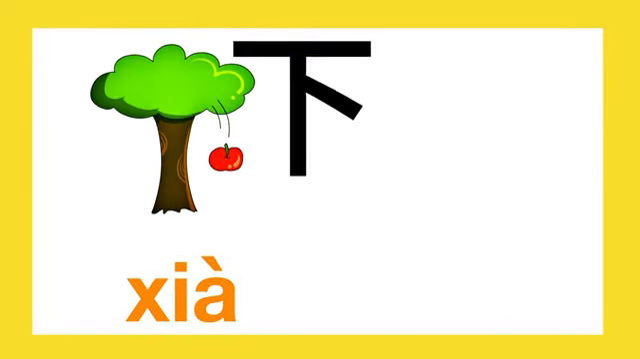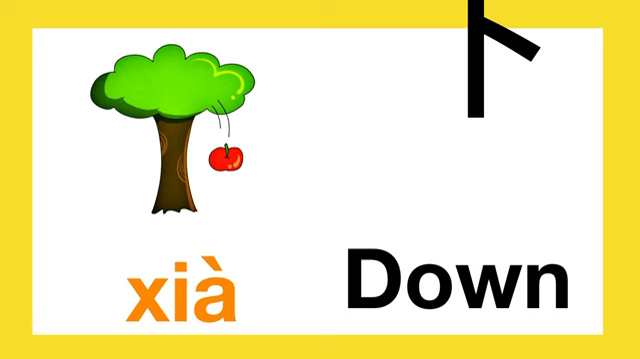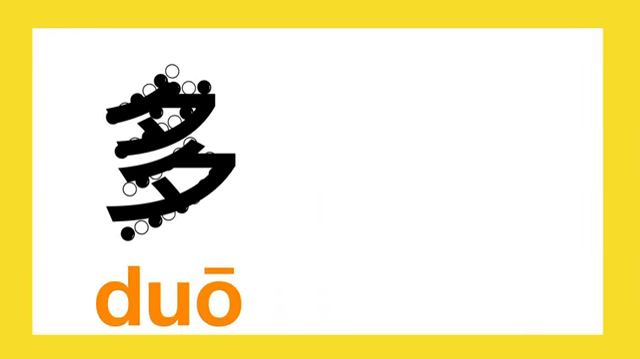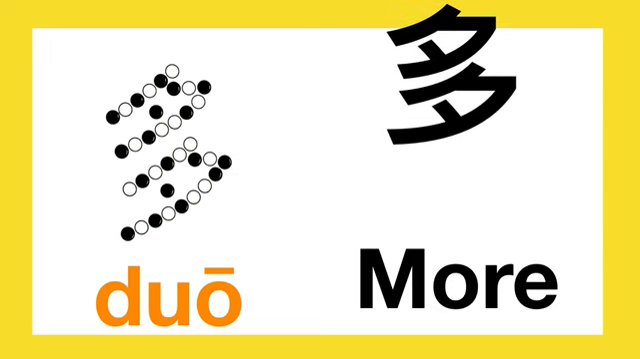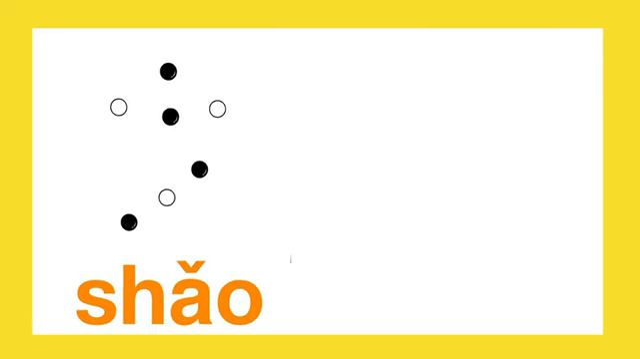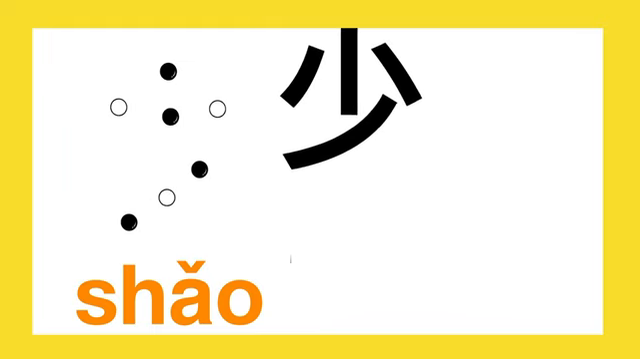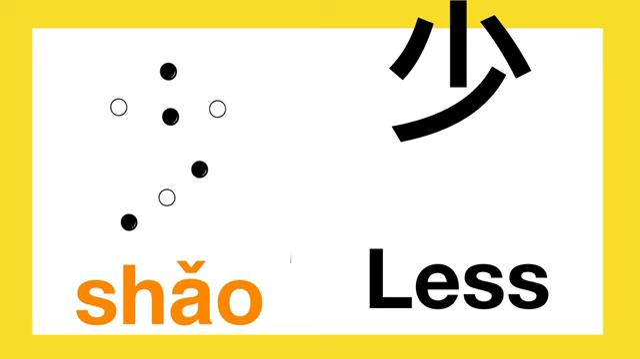下. It means down or under. It looks like an apple falling down the tree. 多 means more or a lot. It looks like many dots. 少 means less. It looks like fewer dots compared to 多.